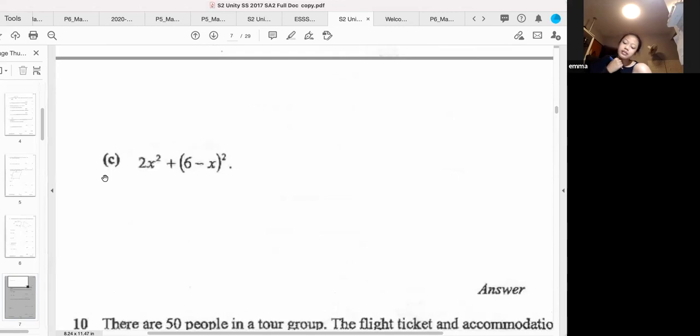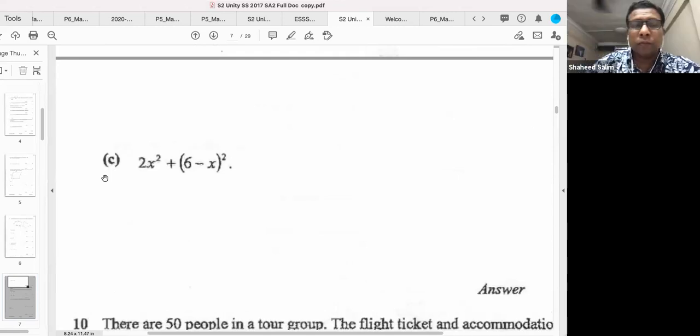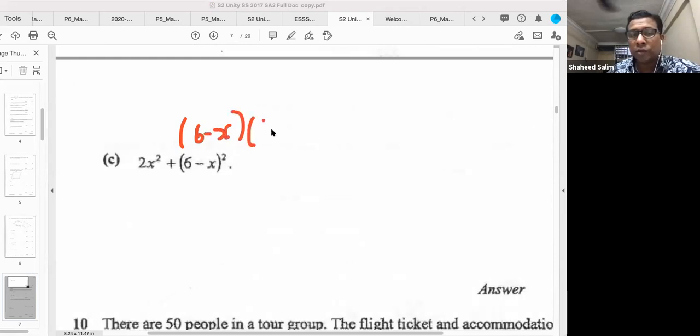Do not know. Okay, this one, you know how to do this one. This one is 6 minus x, 6 minus x. So you times this out first. Then after that, you combine them. Can you try?